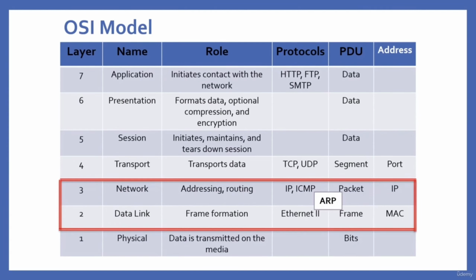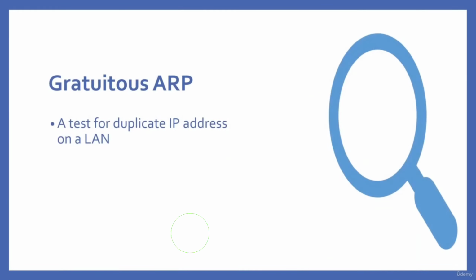And that's because when we take a look at it, it does not have a network layer header. It does not have a transport layer header. It's simply doing a resolution. In addition to the ARP request and ARP replies, you might also see a gratuitous ARP, which is a test for duplicate IP addresses on a local area network.